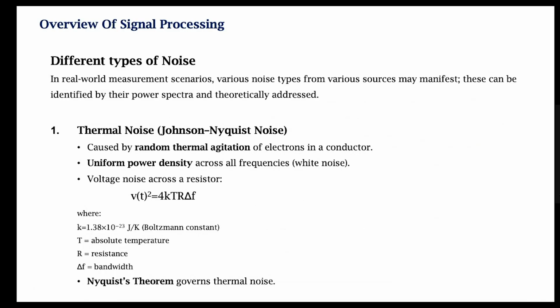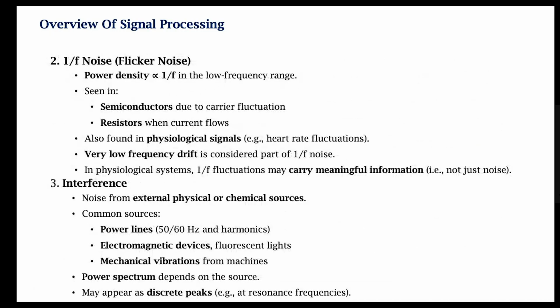So this has power density across all frequencies. It's also called white noise. So this Nyquist theorem essentially governs this thermal noise. Then you have what is called 1/f noise. This is also called flicker noise. And in this case, the power density of this noise varies as the inverse of the frequency in the low frequency range. This is usually seen in semiconductors due to carrier fluctuation.